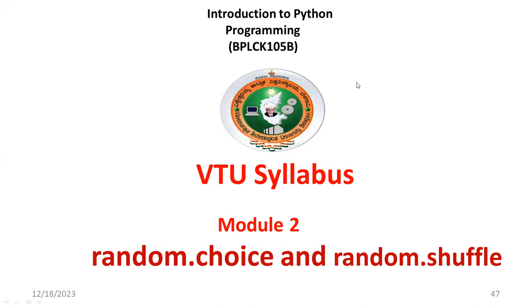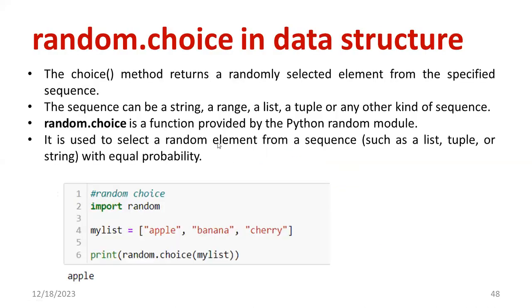In this session, I'm going to discuss two important methods called random.choice and random.shuffle. These are the most important methods applicable to data structures. Moving on to the discussion of how random.choice and random.shuffle work, I would like to explain with the help of some examples. I found this to be one of the repeated questions in your university examination, so you can prepare for similar questions in the forthcoming examination.